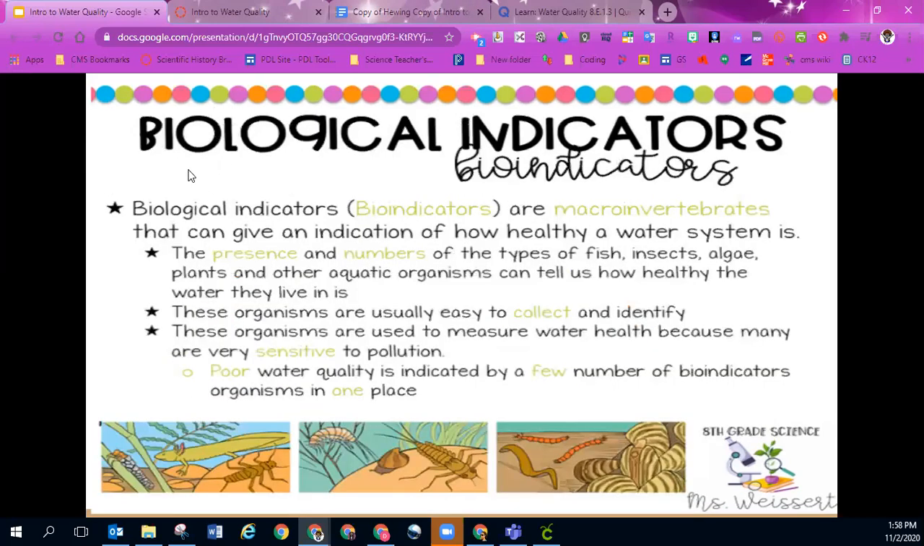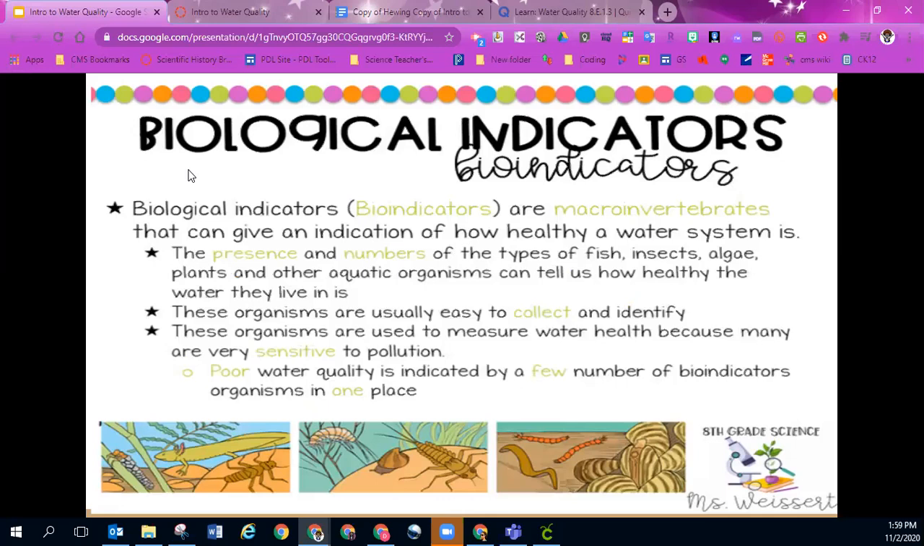And lastly, we have bioindicators. Biological indicators, also known as bioindicators, are usually macroinvertebrates that give an indication of how healthy your water system is. They are very, very sensitive to change, as well as pollution. So if you look at these microorganisms or invertebrates, they'll tell you how healthy the water system is.